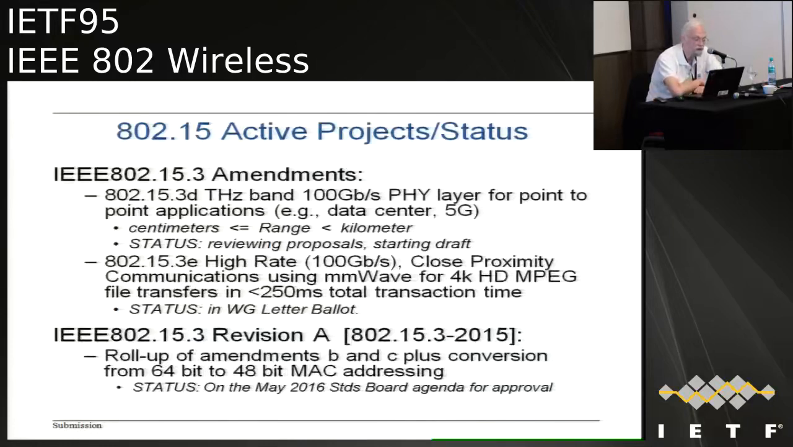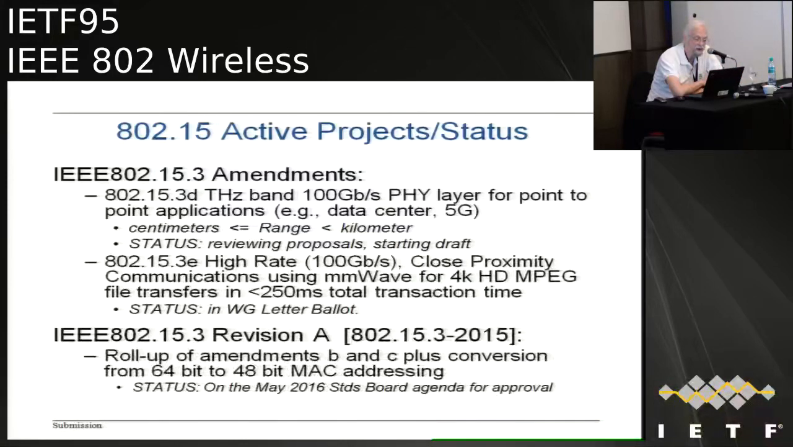.3 has some more amendments that are under active development. There's this 100 gigabit per second PHY layer for point-to-point, but it has very short range, and so their status is that they are reviewing proposals. I have not attended that group. There's another high-rate group, 100 gigabit per second with close proximity. And this, I think, is targeted for, you go to the airport, you stick your device down there, and a few seconds later, you get a nice movie.